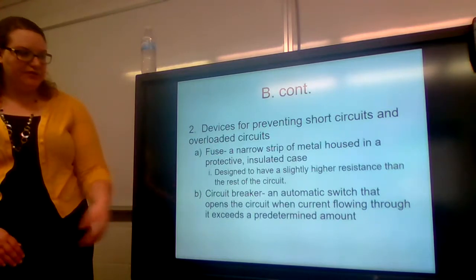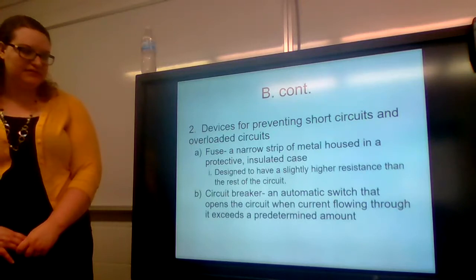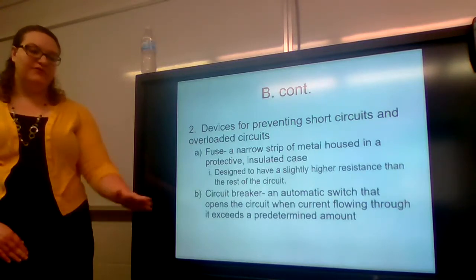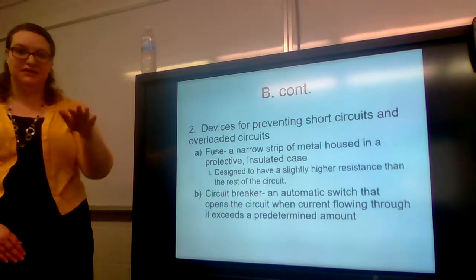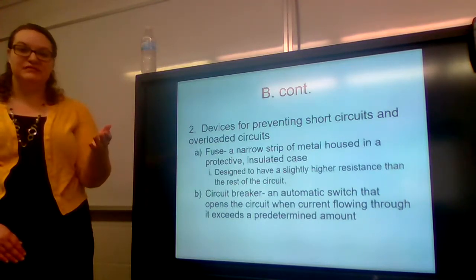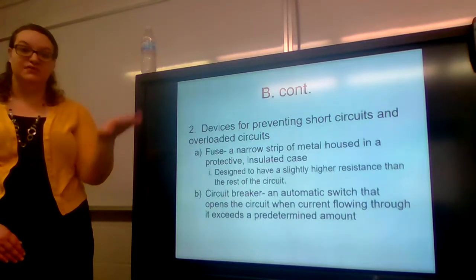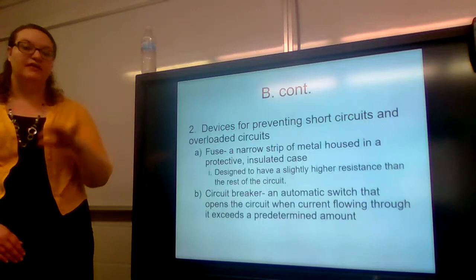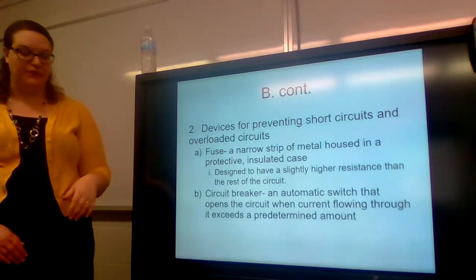And then the circuit breaker is an automatic switch that opens the circuit when current flowing through it exceeds a predetermined amount. If it gets too much, the circuit breaker says, hey, this is not safe, shuts it down. It's typically when you lose electricity to something in the house, okay? Maybe you have too many devices plugged into one wall circuit, so then the circuit breaker goes, not okay, shuts it off, all right?